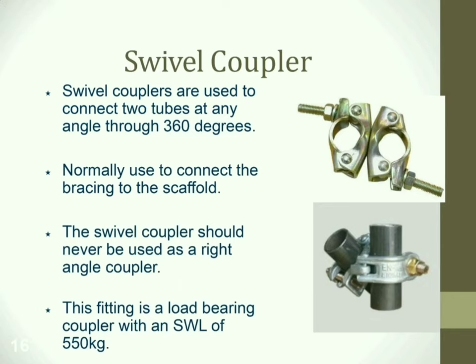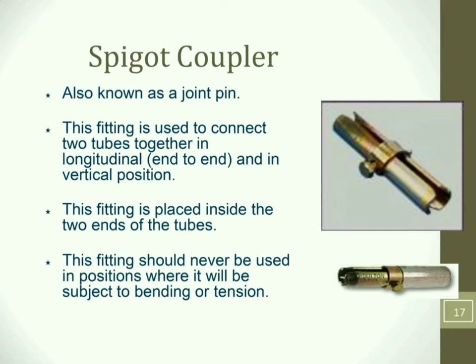And the next one, spigot coupler, also known as a joint pin. This fitting is used to connect two tubes together in longitudinal and in vertical position. This fitting is placed inside the two ends of the tubes. This fitting should never be used in positions where it will be subject to bending or tension. See the picture that clearly mentions it.